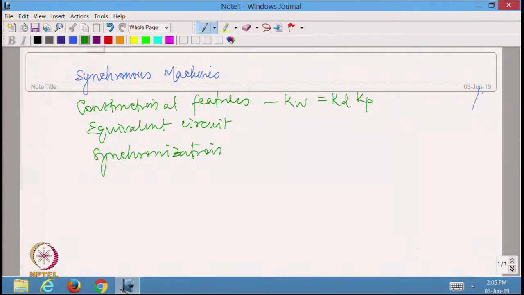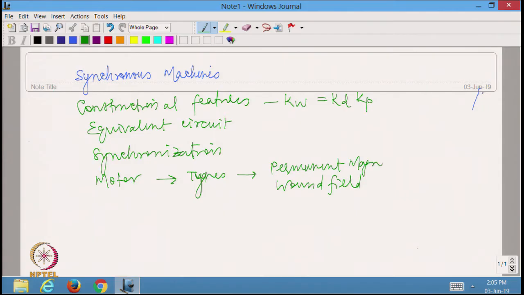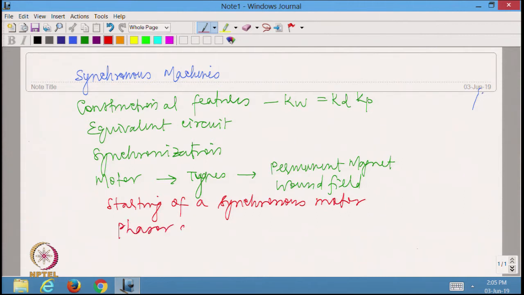Then we also talked about how a synchronous machine can work as a motor. What are all the different types, like a permanent magnet synchronous motor or wound field synchronous motor. So, we had looked at these two mainly. Then I had also talked about starting of a synchronous motor. Then ultimately we had also talked about the phasor diagram of a synchronous motor. This is where we stand.